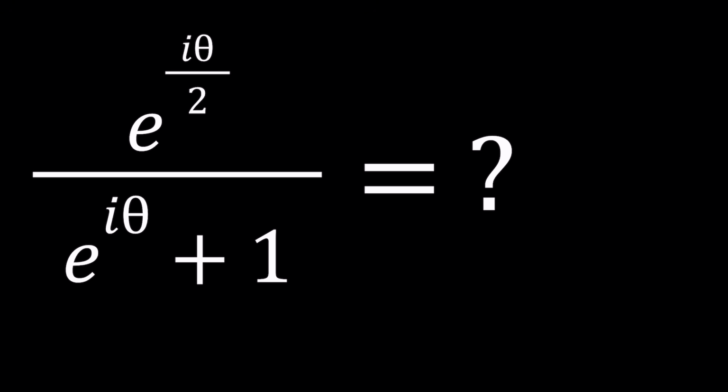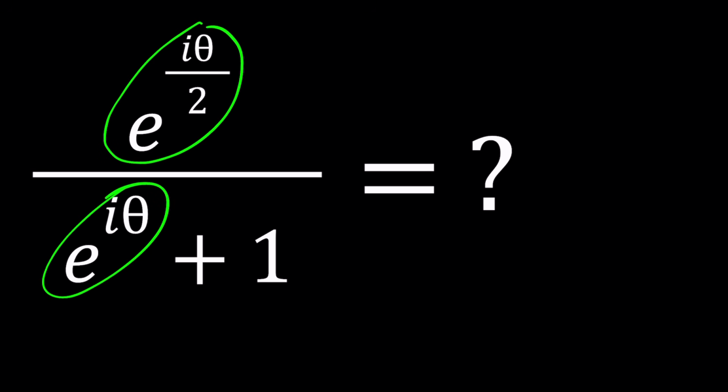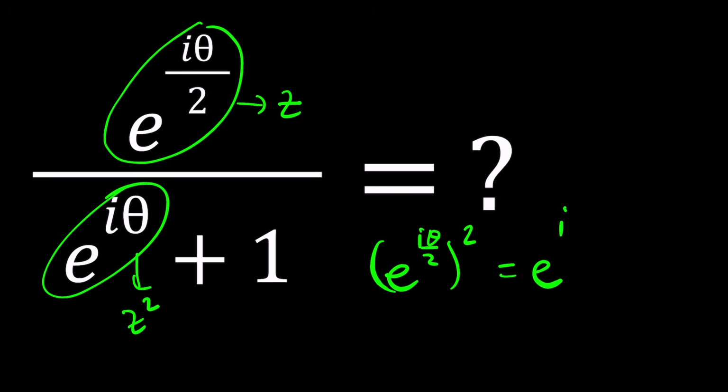Well, first of all, I noticed that this expression is the square root of this expression. Have you noticed that too? If you did, comment down below. But if you call this z, this becomes z squared. And you might be asking, why? Well, if you take this expression and raise it to the second power, the exponents are going to be multiplied, right? When you multiply them, the 2 is going to cancel out, giving us e to the power i theta, which is what you have, or part of what you have, in the denominator. So what does that mean? It means what I just said. This is z, that is z squared. So doesn't this expression turn into something like z divided by z squared plus 1 then? Yes.